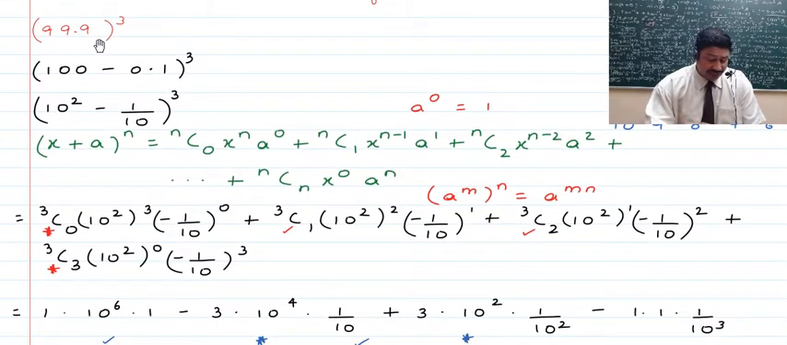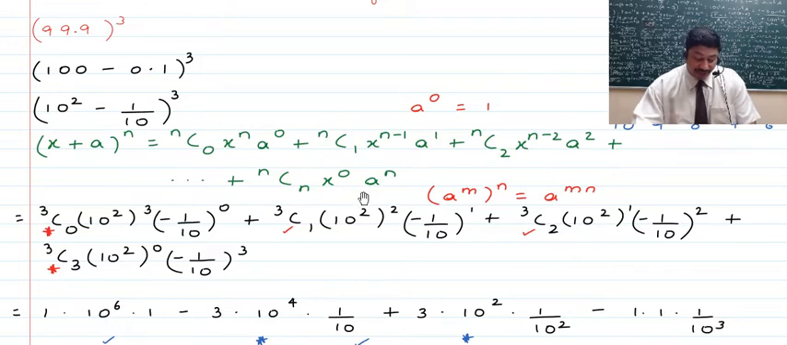Now this monomial has been converted to a binomial. As for a binomial expansion, we have the binomial theorem, that is nC0 x, the first term, raised to the power the difference of the superfix and the suffix, times a raised to the power 0, that is the number in the suffix, and so on.